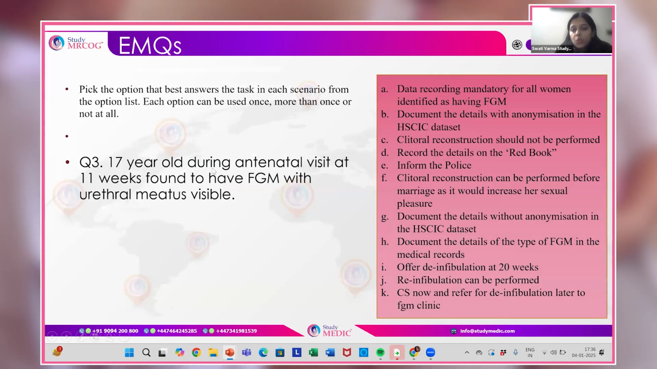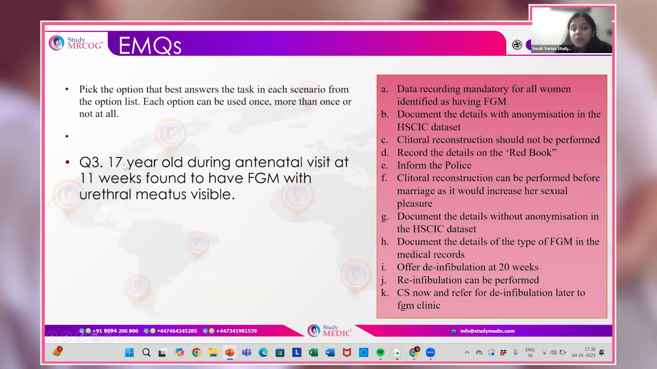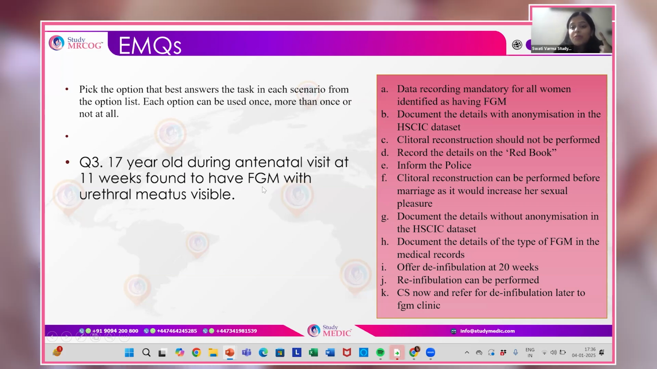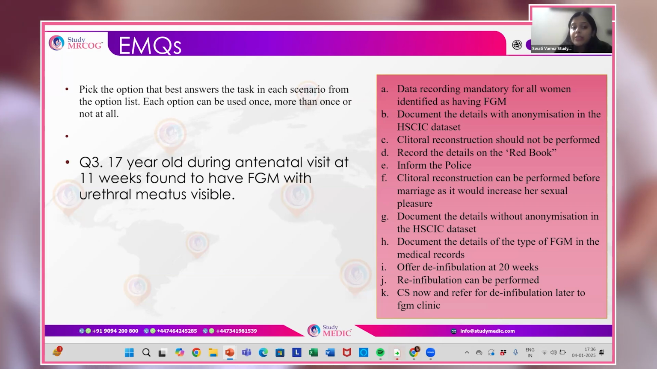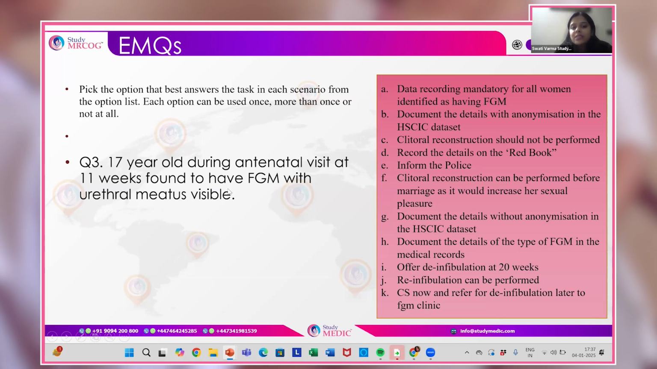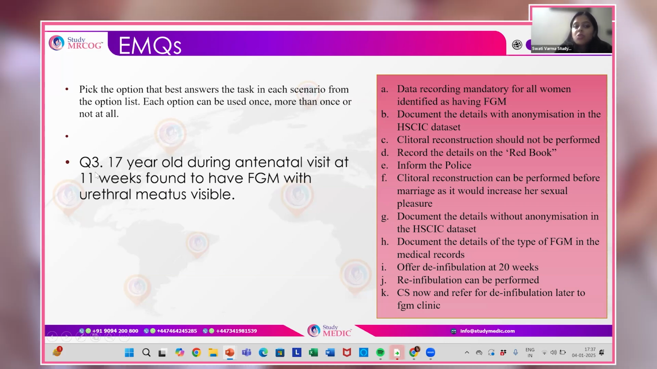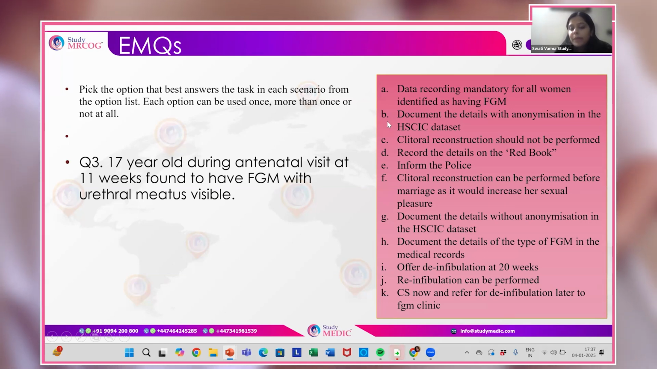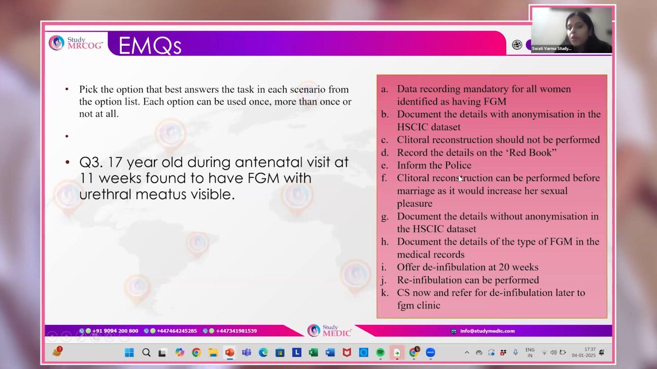Now, a 17-year-old. As soon as a 17-year-old comes at 11 weeks and is found to have FGM, you will look for two things. Whether she has any acute complaint, like urinary retention or anything like that. If any acute complaint, then first go for relieving her complaint. Next, if there is no acute complaint, then regarding her age, first and foremost, you have to search for police. Less than 18 years and no acute complaint, look for any police option. Inform the police if it is there. You have to go with that.